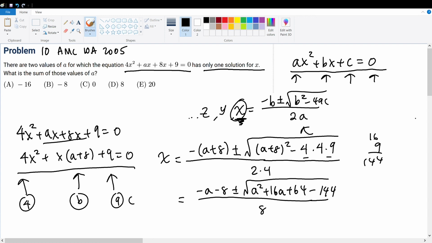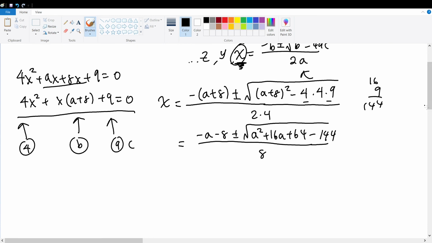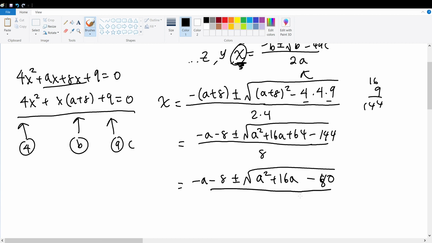And now we can scroll down to give me some more room. This will be equal to negative a minus 8 plus or minus the square root of a squared plus 16a minus, let's see, this will be 80, minus 80, all over 8. So now we have this nasty term with an a squared plus 16a minus 80. But under what conditions must we apply to a squared plus 16a minus 80 to give us one result only? Well, we have conveniently written the inside as another quadratic equation. So can we factor this to some degree so that it can help us solve the question?